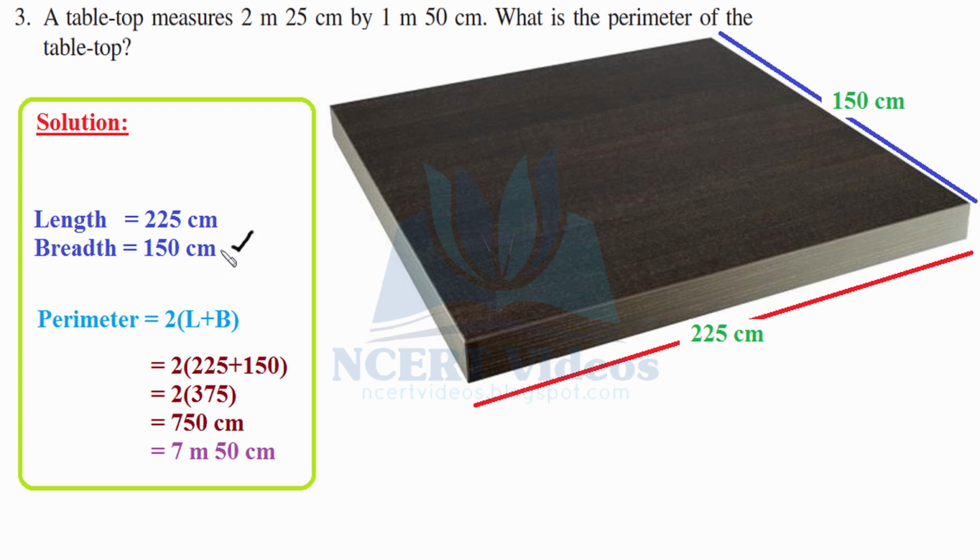Now in the solution, we have to write length and breadth first of all. Then perimeter is just the addition of length and breadth, multiplied by 2. So we do the same. Length is 225 and breadth is 150 centimeter. When we add them, it is 375. You can add it very easily. And when we multiply 375 into 2, it is 750 centimeter. Or when we convert it into meters, it is 7 meter and 50 centimeter.